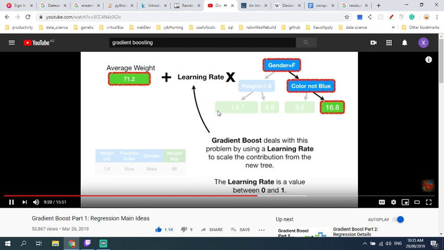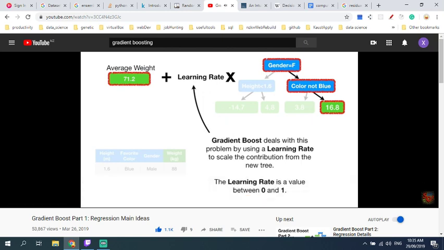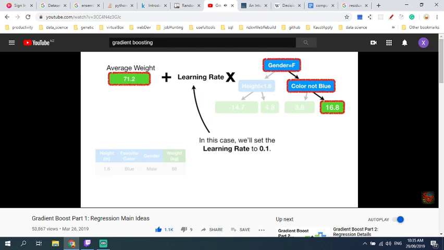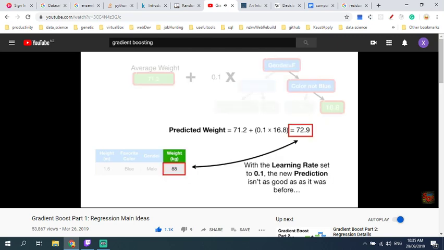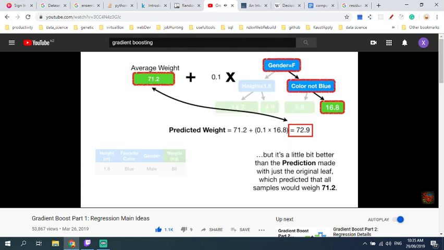The learning rate is a value between 0 and 1. In this case, we'll set the learning rate to 0.1. Now the predicted weight equals 71.2 plus 0.1 times 16.8, which equals 72.9. With the learning rate set to 0.1, the new prediction isn't as good as it was before, but it's a little better than the prediction made with just the original leaf, which predicted that all samples would weigh 71.2.